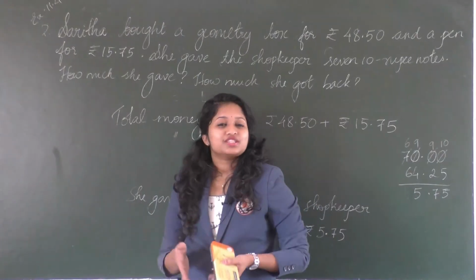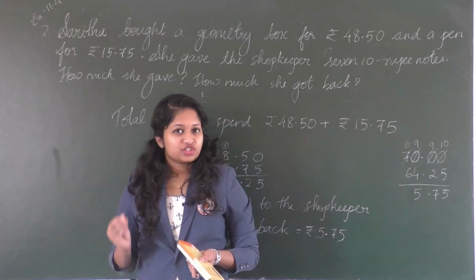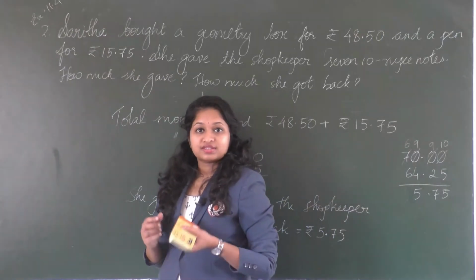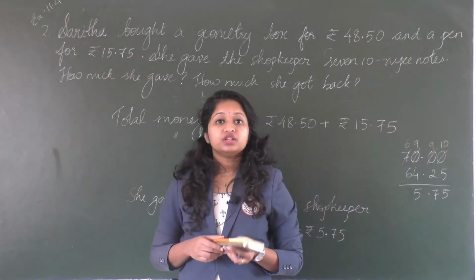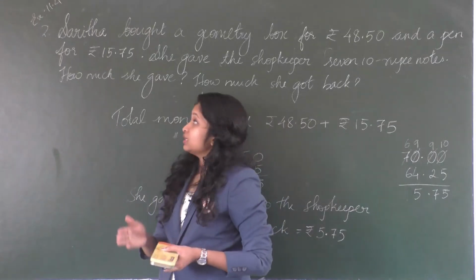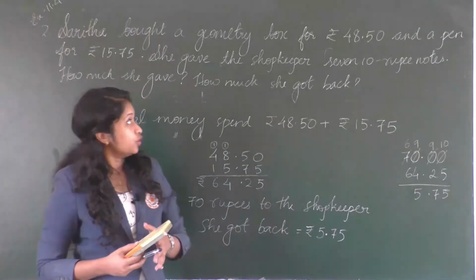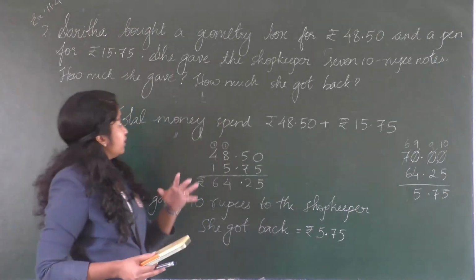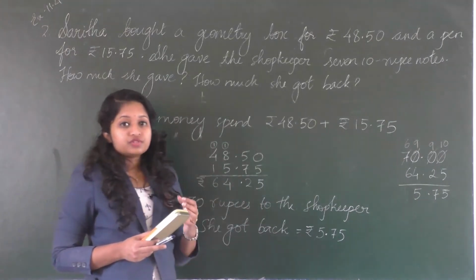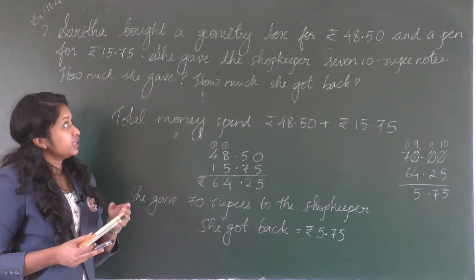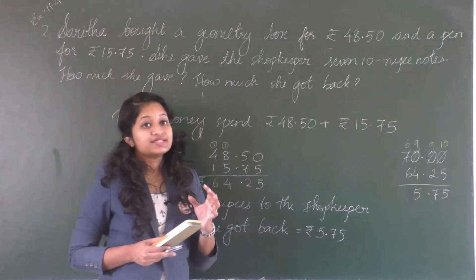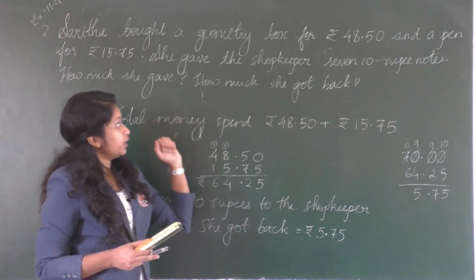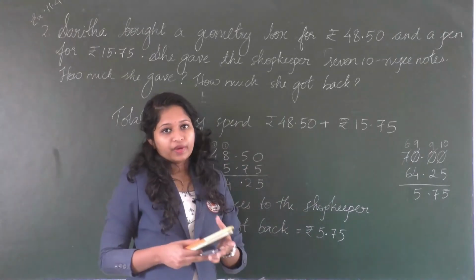So children, now let's move on to a real life application related to money. Here I have a question from exercise 11.4, question number 2. The question is, Sarida bought a geometry box for rupees 48.50 paise and a pen for rupees 15.75 paise. She gave the shopkeeper 7 10-rupee notes. So the question is, how much she gave and how much she got back.